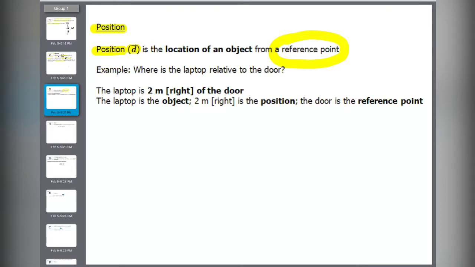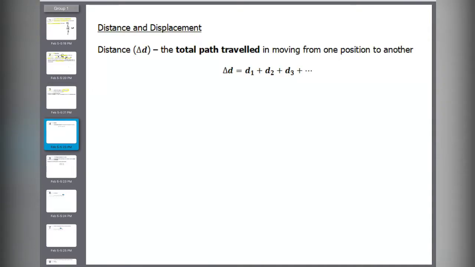You can't just say 5 meters. Okay, you have to say 5 meters from whatever reference point you're talking about. So where is the laptop relative to the door? It's 2 meters right of the door. Okay, so the laptop is the object, 2 meters right from a reference point, which is your door. Okay, now distance and displacement. Distance, delta D, no arrow, so it is a scalar.